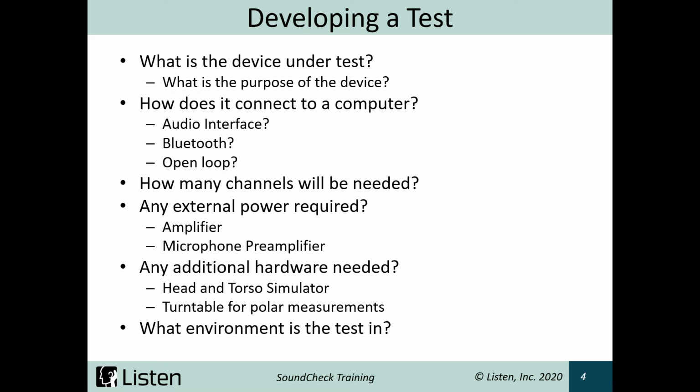Instead of just thinking of the audio interface hardware, there's other hardware that you might need to run your test successfully. Some of it will interface with SoundCheck, but some might not. A head and torso simulator might be needed to get the response of headphones correctly. If you're doing polar measurements, a turntable to actually turn the device around will be required. Additionally, something like a digital I/O to control the logic of the sequence, or a foot switch to start and stop it, might be helpful to set up in your sequence.